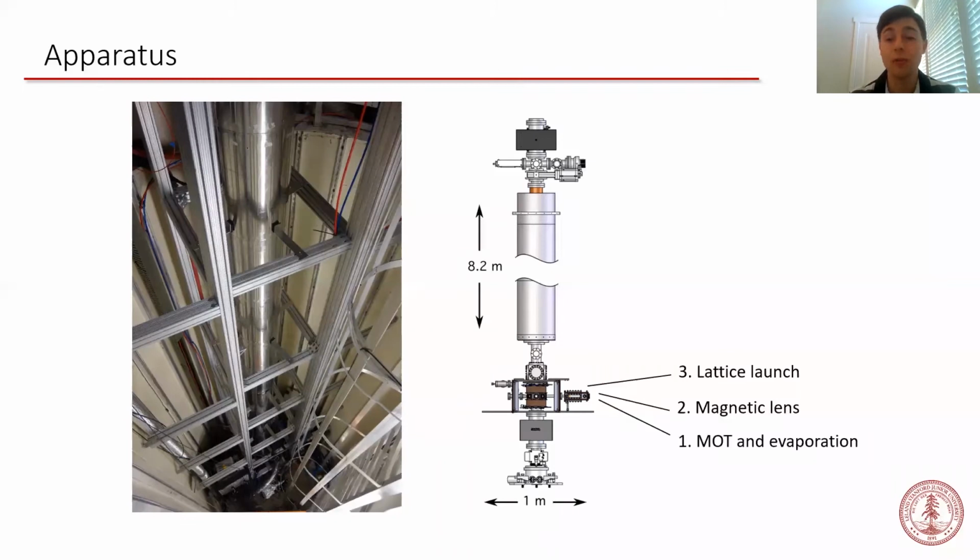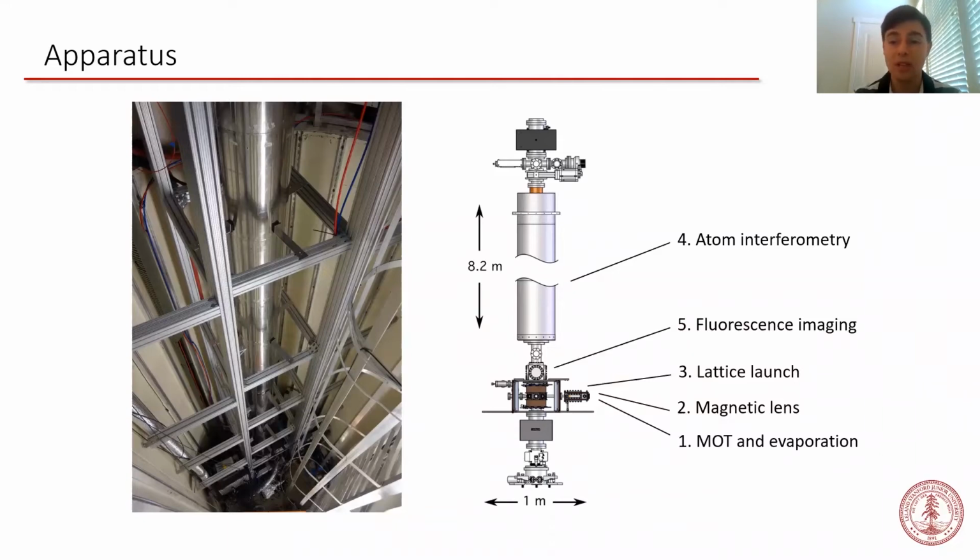While the atoms are in free fall, the atom interferometry sequence occurs. The atoms are split into a coherent superposition of two trajectories in the vertical direction, which are then recombined and interfered. After the interferometer is complete, the atoms fall out of the tower, and we take a picture of the atoms with cameras located here in this region.